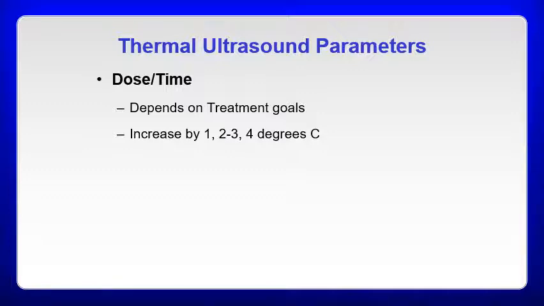And a 4 degree increase is used to increase the viscoelasticity of the tissue, so basically allow you to stretch and mobilize the tissue. Now, obviously, these goals carry over. So for instance, 4 degrees is probably one of the more common things you're going to do because a lot of times you're looking to stretch and mobilize tissue.